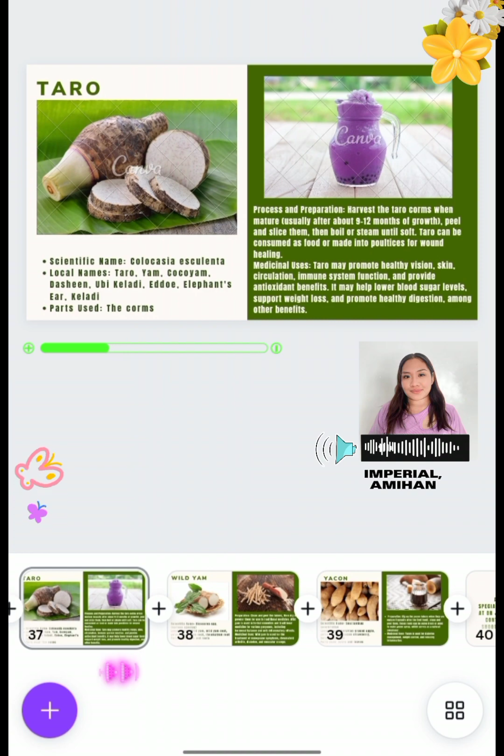Medicinal uses: Taro may promote healthy vision, skin, circulation, immune system function, and provide antioxidant benefits. It may help lower blood sugar levels, support weight loss, and promote healthy digestion, among other benefits.